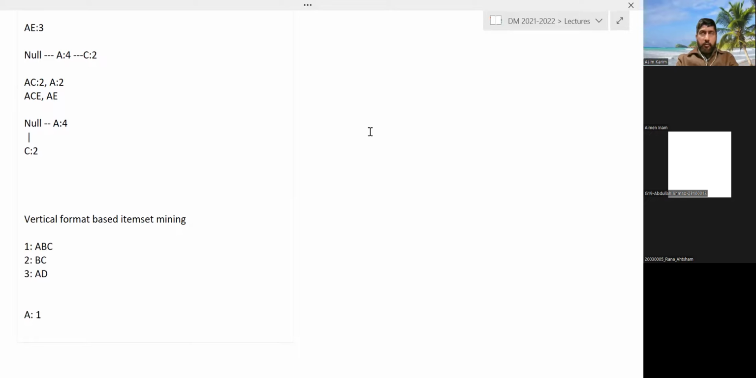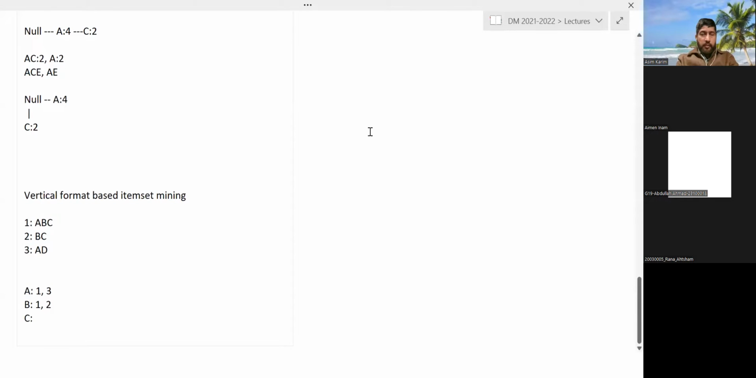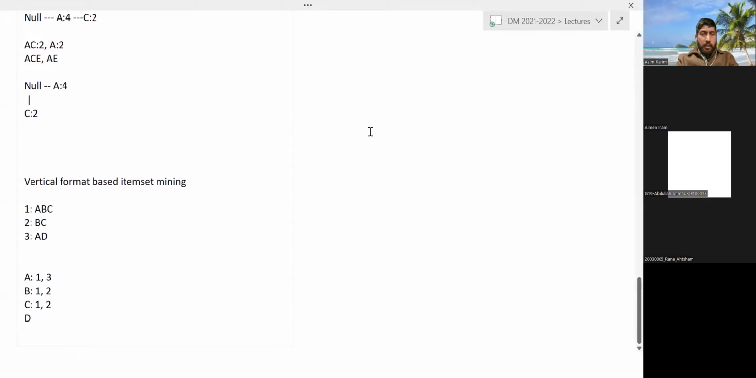A appears in transaction 1 and transaction 3. In which transaction does B appear? In 1 and 2, right? Not in 3. In which transactions does C appear? In 1 and 2. In which transaction does D appear? In 3.